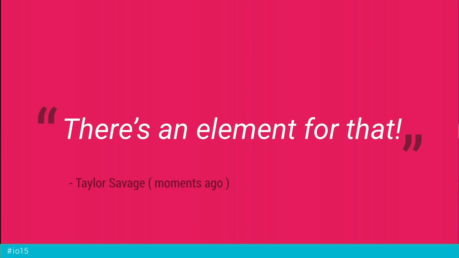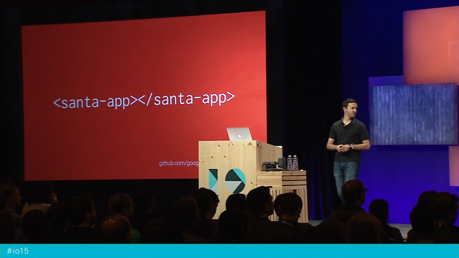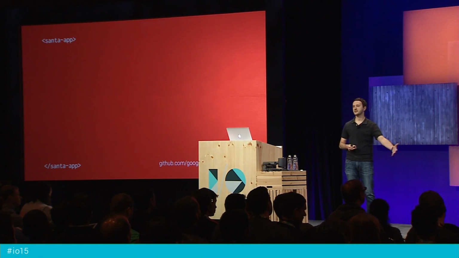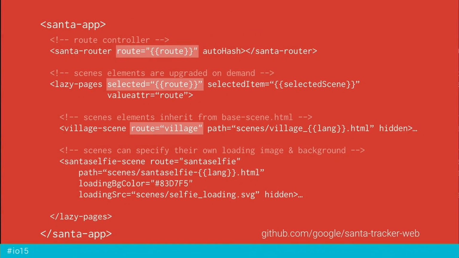So the team really took there's an element for that to heart for this project. We created an element for Santa. Santa-app is responsible for orchestrating the entire application. It's responsible for firing events to analytics, starting and stopping sound. Inside of it, it has a bunch of declarative web components. So how do you do URL routing? Well, you create a web component for it, and that's what we did. Santa has a URL router. We tied that to an element we created for lazy loading.